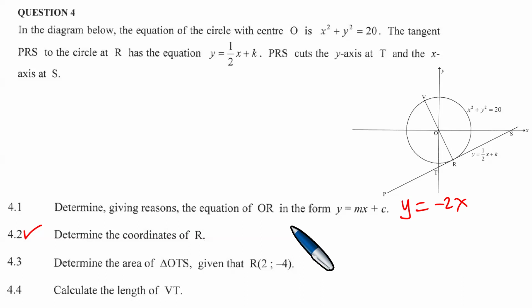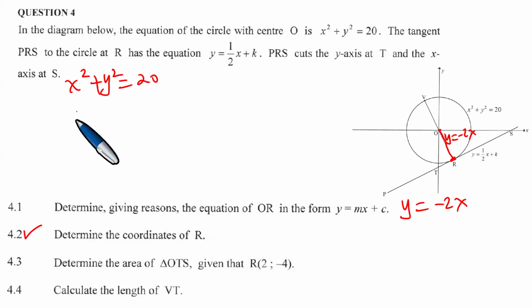Right, so R is a point of intersection. OR has the equation y equals minus 2x, but the circle has an equation too, and it intersects OR at the point of contact where the circle meets the radius. So we have two equations and need to solve them simultaneously. It's a point of intersection, so you have x squared plus y squared equals 20, but you also have y equals minus 2x.